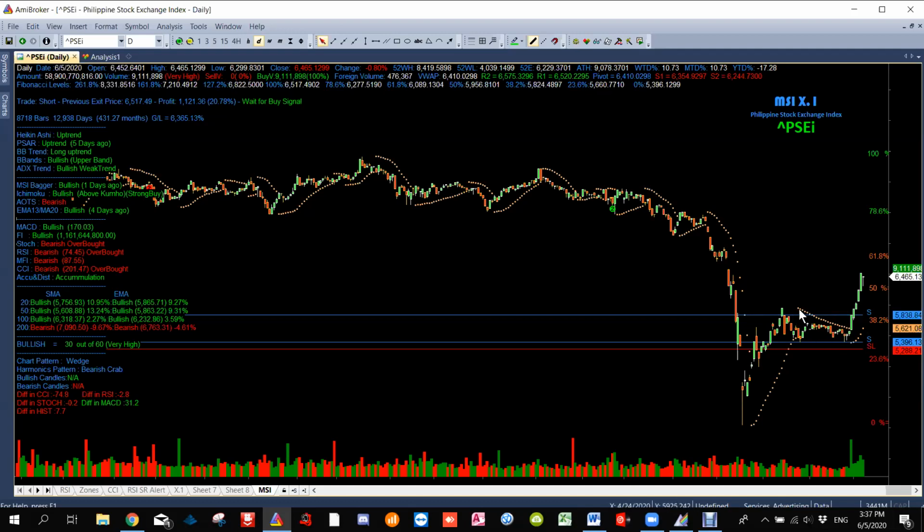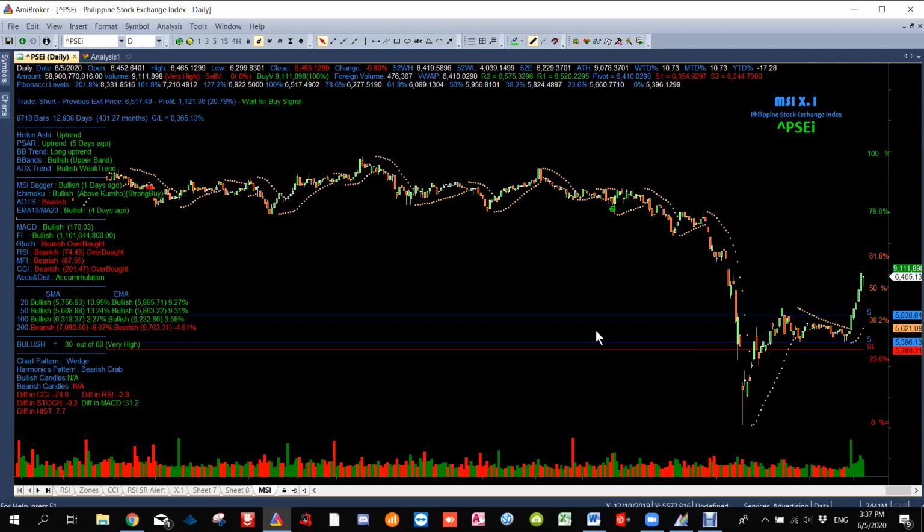Sorry. Okay, so as you can see here, yung parabolic SAR niya is nasa ibabaw. Okay? Pero nung na-reach niya dito sa may bandang to, na nag-crossover yung price at yung parabolic SAR, nag-change yung trend, pumunta na sa ilalim yung parabolic SAR, and then the trend was changed to a bullish. Okay? So ganyan lang basahin ang parabolic SAR. Pag nasa ibabaw, ibig sabihin, bearish yung trend. Pag nasa ilalim, ibig sabihin bullish yung trend.